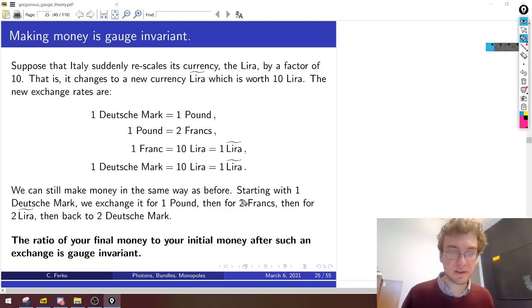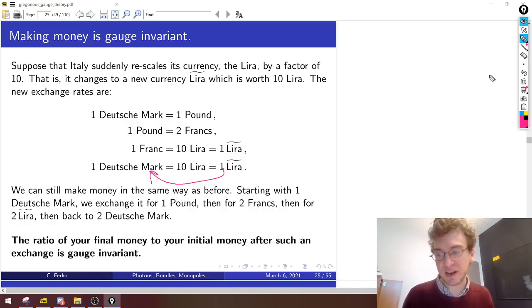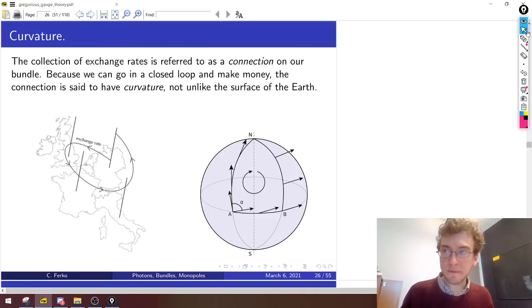So if we do the same series of exchanges that Tetra said, if I start with 1 mark, go to a pound, go from a pound to 2 francs, go from 2 francs to 2 lira tilde, and then my 2 lira tilde back to 2 Deutsche Marks, I have still made money. So the ratio of the final money to the initial money after such an exchange is gauge invariant. Changing the currencies doesn't affect it. So that's good. This phenomenon, where if you have a collection of exchange rates, or more generally a connection on a bundle, which has the property that going in a closed loop can change the state, you come back different from how you started, then the bundle is said to have curvature, or the connection is said to have curvature.